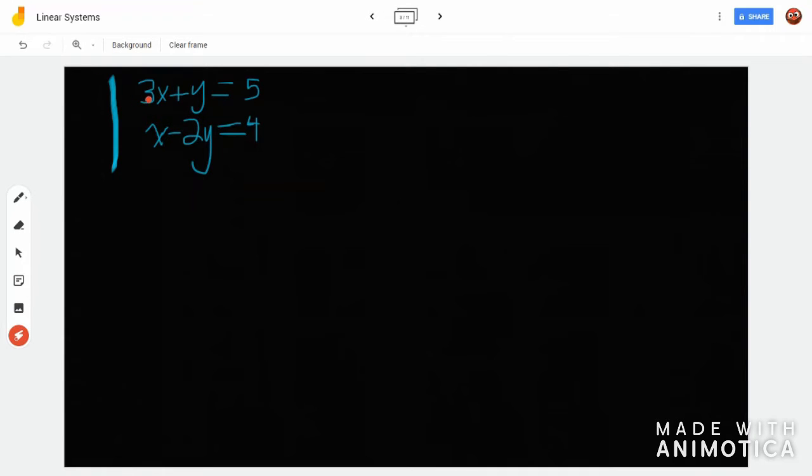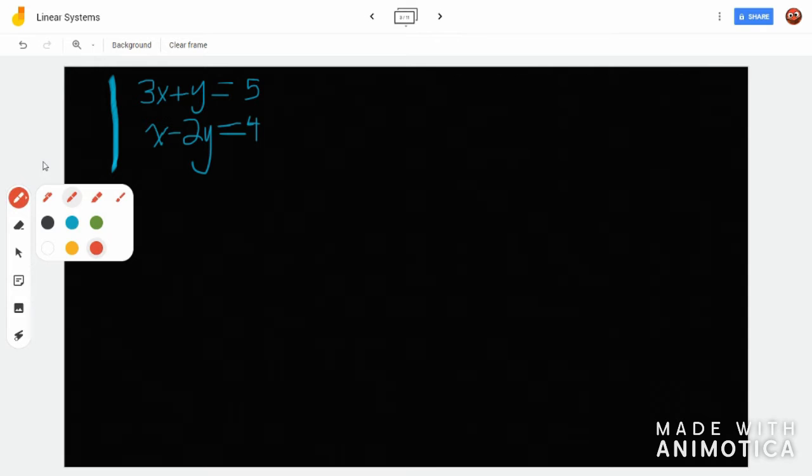Now in this system, it looks like we'll have to do a little bit of work first. Let's see, we've got a 3x and just a regular x. That's not going to cancel. We have a y and a negative 2y. This might be our goal here because this one's already negative. Then all we have to do is multiply this by 2 so that we'll have a 2y minus 2y, and that'll cancel. So let's, in red, do what we need to do to get to that.